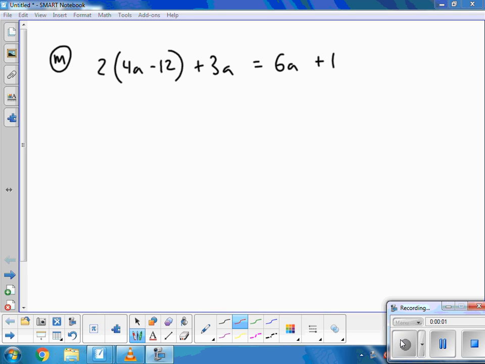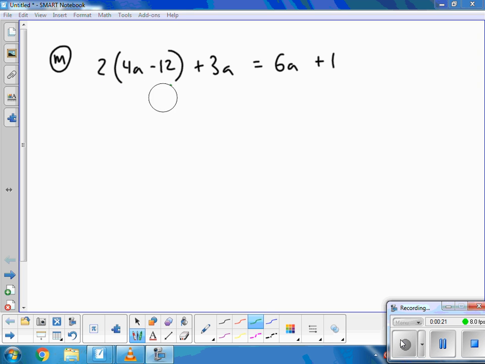All right, we're going to solve some equations here. These look pretty complex, so they're multi-step, but really I'm going to be doing the same thing over and over again, the same mechanics. So for this problem right here, problem number M, I'm going to distribute the 2 to both, because it's saying 2 times everything in here.